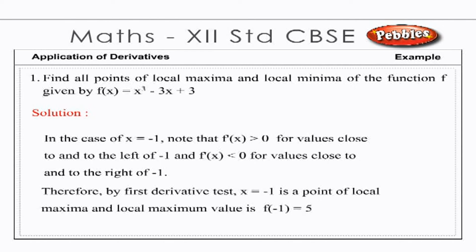In the case of x is equal to minus 1, note that f dash of x is greater than 0 for values close to and to the left of minus 1, and f dash of x is lesser than 0 for values close to and to the right of minus 1. Therefore, by first derivative test, x is equal to minus 1 is a point of local maxima and local maximum value is f of minus 1 is equal to 5.